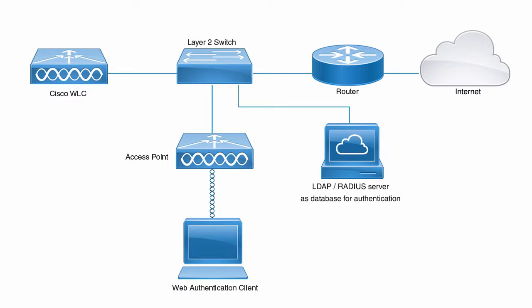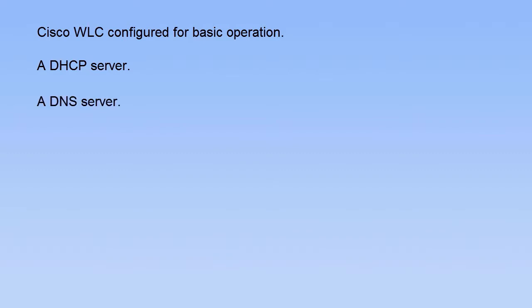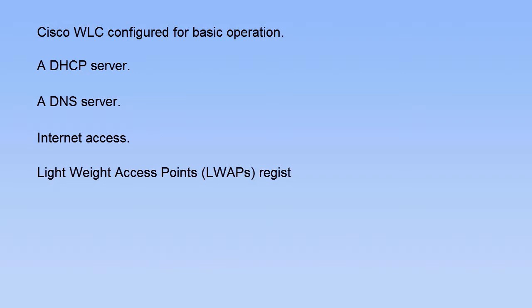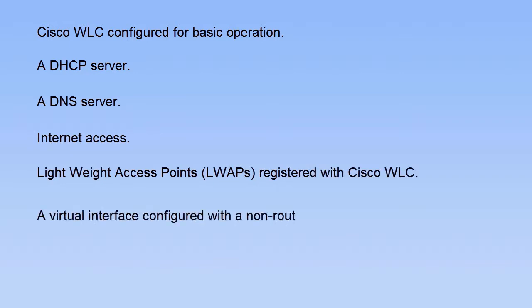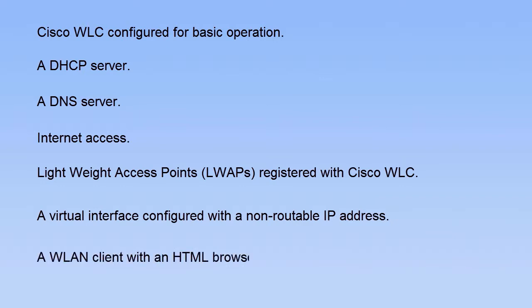Before configuring internal web authentication using Cisco Wireless Controller, ensure that you have the following: a Cisco Wireless Controller configured for basic operation, a DHCP server, a DNS server, internet access, lightweight access points registered with Cisco WLC, a virtual interface configured with a non-routable IP address, and a WLAN client with an HTML browser with JavaScript enabled.